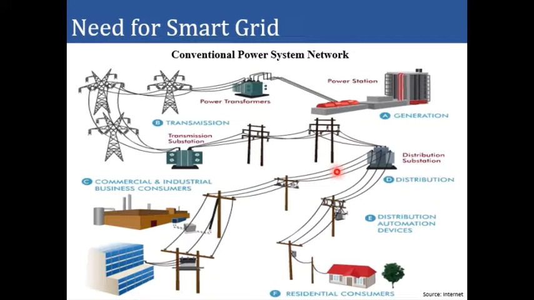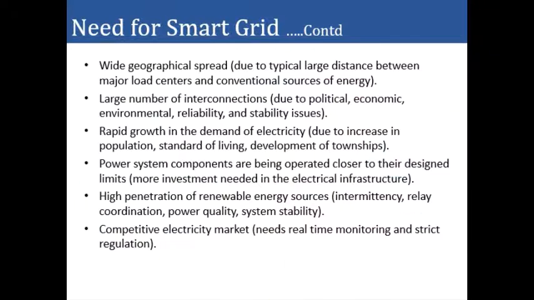Now, why there is a need for a smart grid? We know that the generation happens at the generating station, then using power transformers, it is stepped up, and through transmission lines, it reaches to the distribution network and then to the various loads. Now, what is the challenge in the current distribution of the power system?